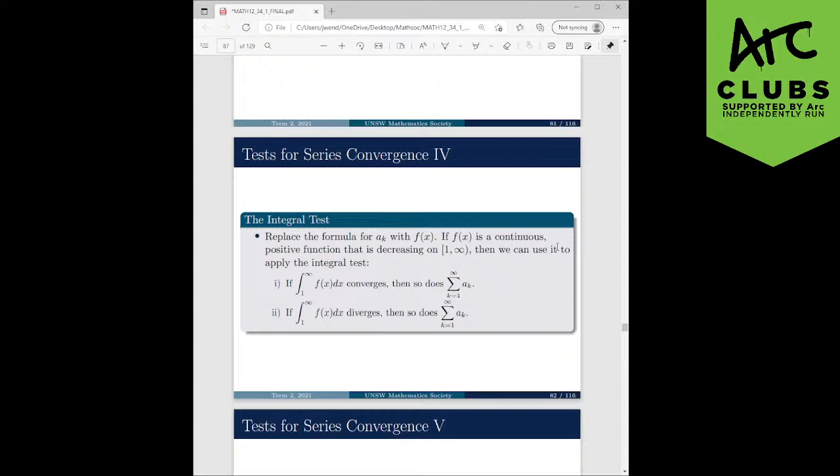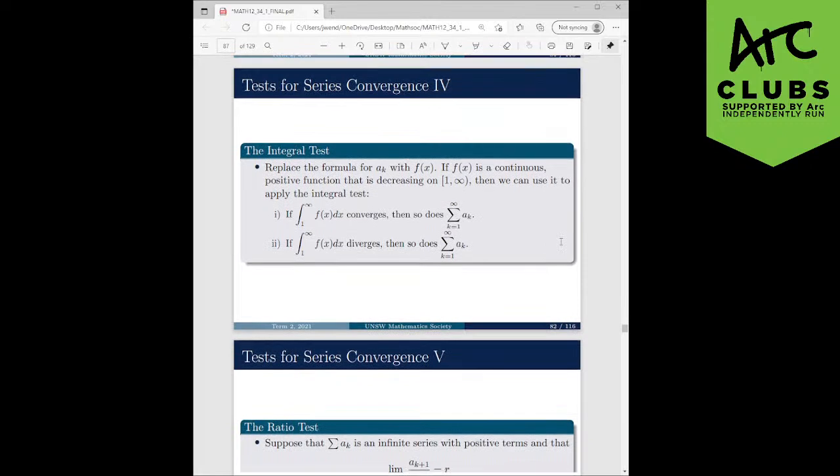So you evaluate the integral. If you love integration, this will be a boon for you. If this integral converges, so basically if it goes to a finite number, then so does your infinite series. And if your integral diverges, so does your infinite series. It's really nice. All you have to do is evaluate an integral. I say that, but sometimes that's really hard. But basically, if your f of x satisfies these conditions, you can go ahead and slap the integral test down. It's really neat.